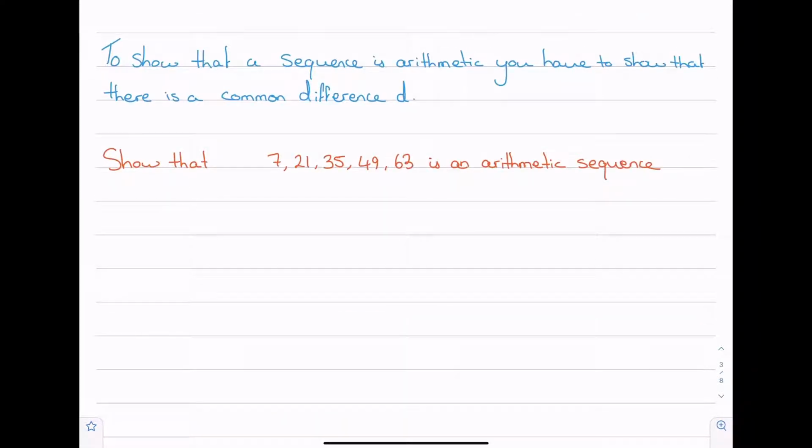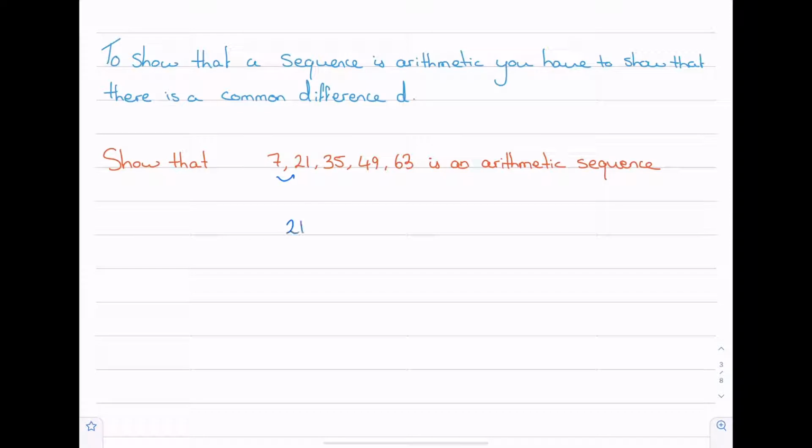Now, showing that a sequence is arithmetic is something you're often asked in exams, and it's just a basic thing that can help you in more complicated questions. All you have to do to show that a sequence is arithmetic is show that you have a common difference D, as we mentioned before. If we look at this sequence that we've been given, all we have to do is take two terms.